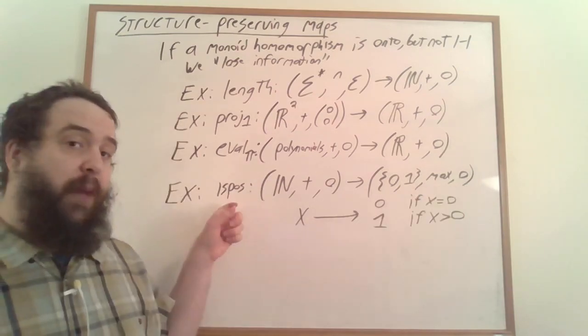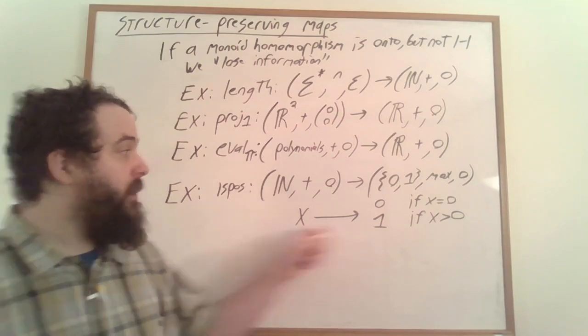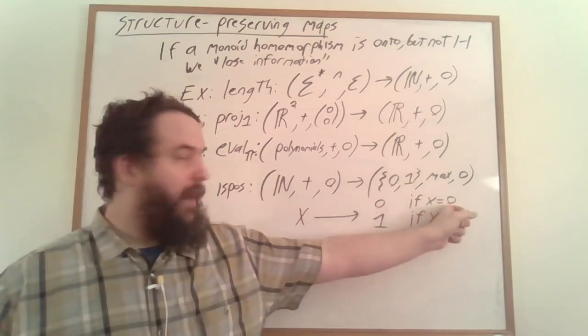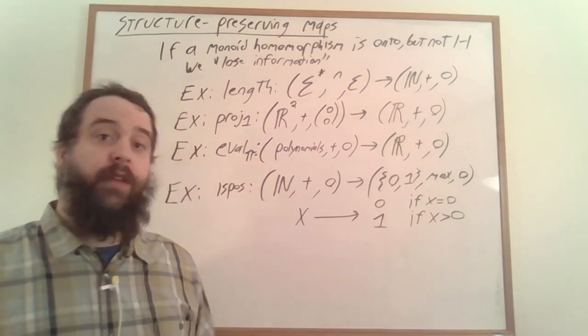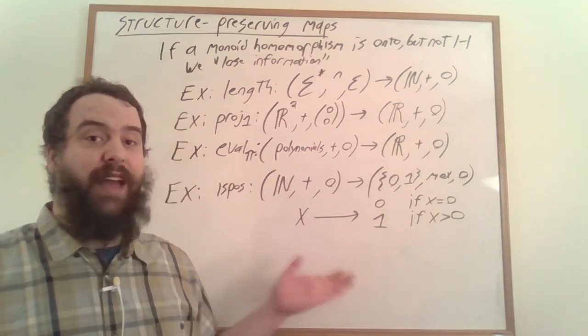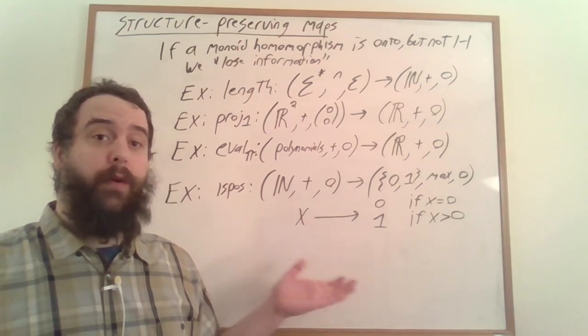So the isPositive function takes in a number x and outputs 0 if x is equal to 0, and outputs 1 if x is positive. You can check that this does in fact satisfy the properties of being a monoid homomorphism.